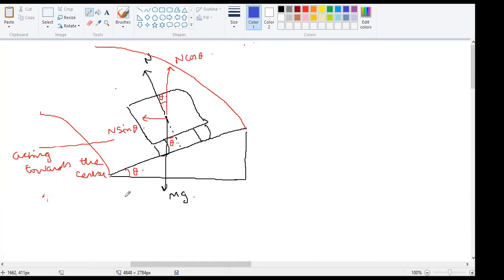So let's consider the friction. Friction, I'm going to say it's going to act this way. But then if I draw the diagram here, I can split this into two components.